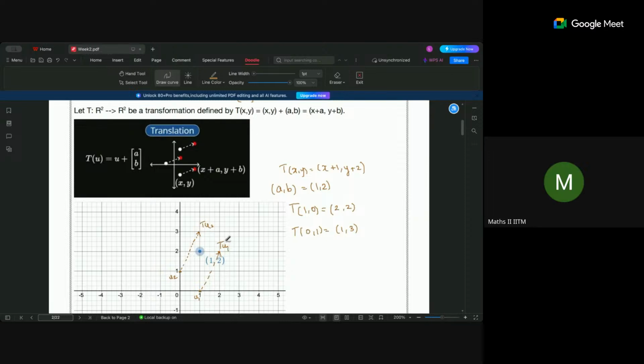Okay, so you see what is happening for a translation. And the origin, where does the origin go to? The origin will go to 1 comma 2, right? So this is what the translation is. And here you see that every element of R2 has an output, right? So this is a translation, and this is an example of a transformation.